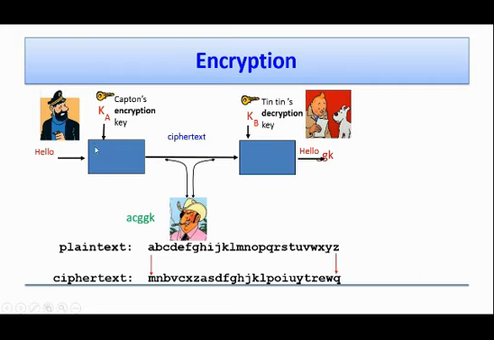Then the captain sends the message called ACCGGK. Then even if a third party tracks this message, he can't identify the message without knowing this converting table, right? So this is called encryption.